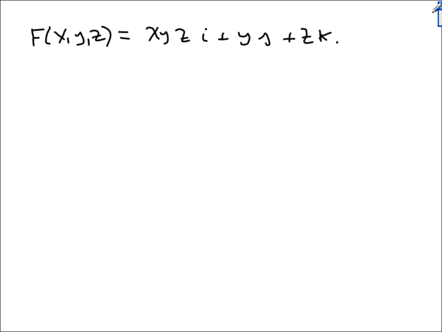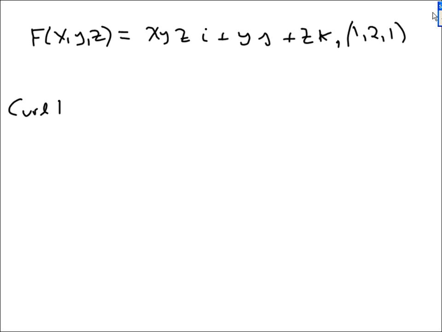Okay, the next thing is to find a curl. This is very mechanical. And let me just erase this. Suppose you're told that the gradient is xyz i plus yj plus zk, and you want to find the curl at 1, 2, 1.